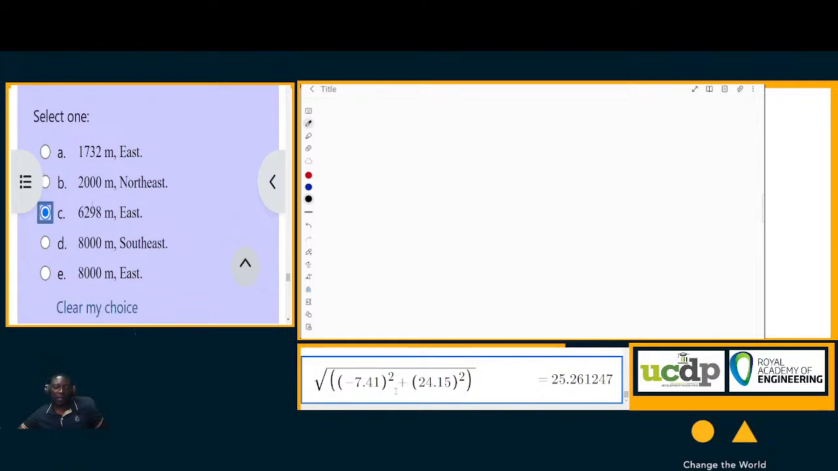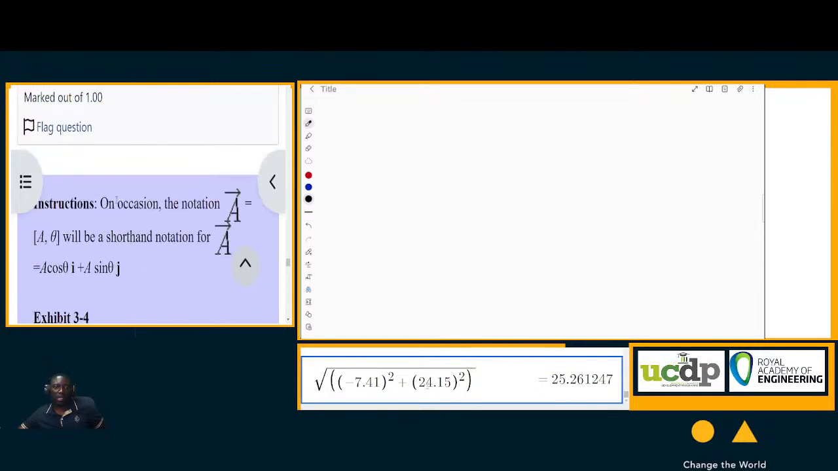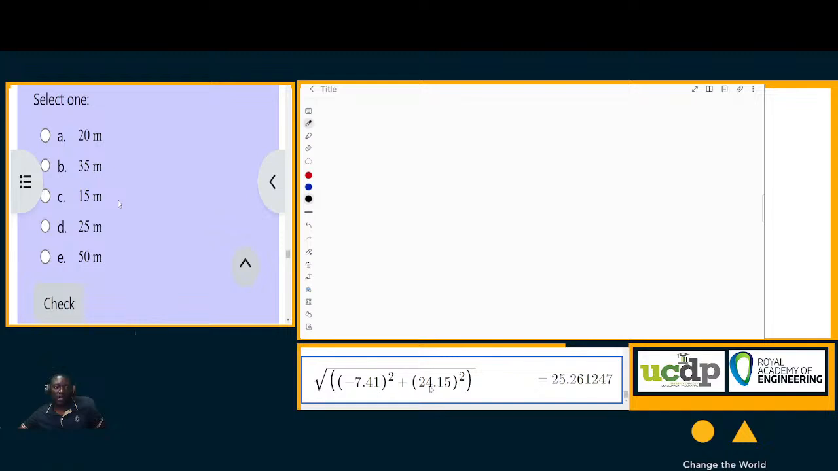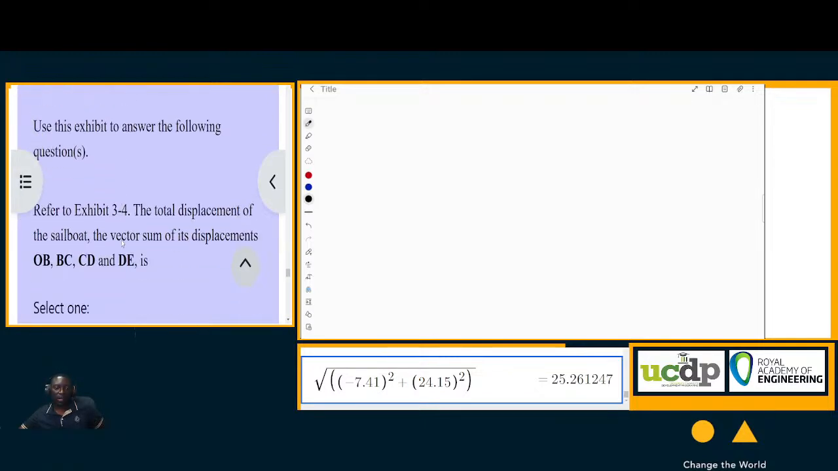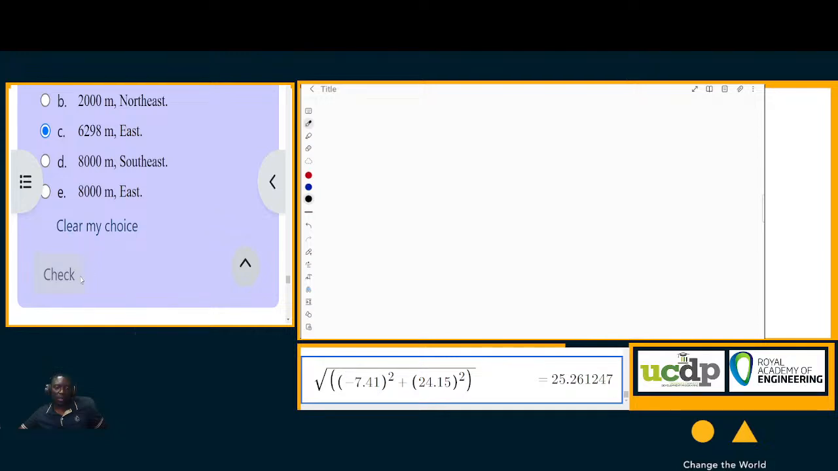So that's C. Oh, we didn't check this one, did we? What did you give us for this one? 25.2, which is 25. I think it's correct though. I forgot to check. Okay, fine, happy. Then this one, 6298 East.